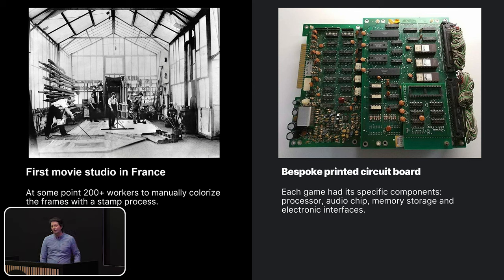The second image is the actual bespoke printed circuit board of Spartan X. This one, if you connected it, maybe works again. In those days, each game had to have its own electronics, its own processor, audio chip, memory. You had to design all of that specifically for your game and then program it. The craft was very heavy.